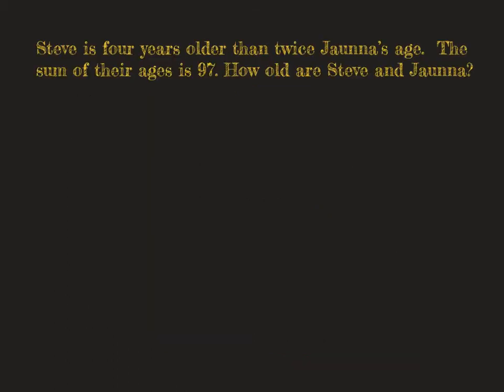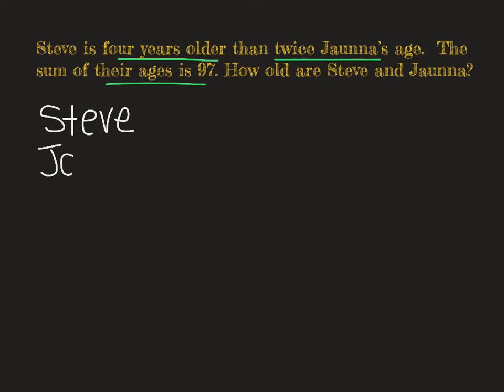And the final one we'll do together reads, Steve is 4 years older than twice Jonna's age. The sum of their ages is 97. How old are Steve and Jonna? All right, again, I like to pull out the information that we know. And I know that we have 2 people. We have Steve and we have Jonna.